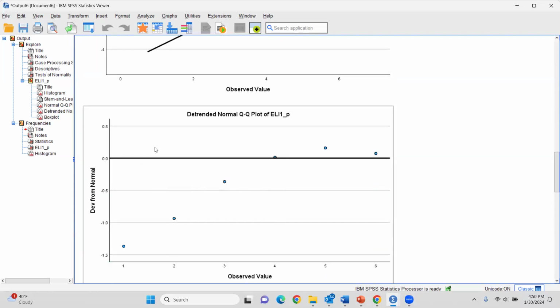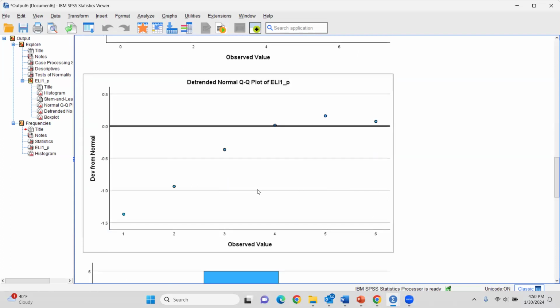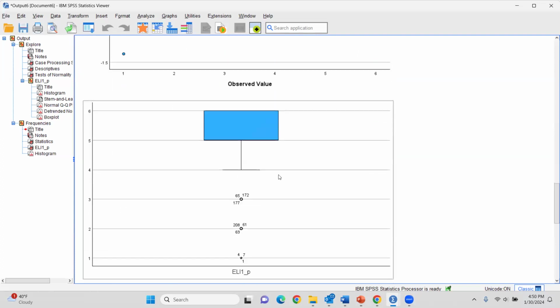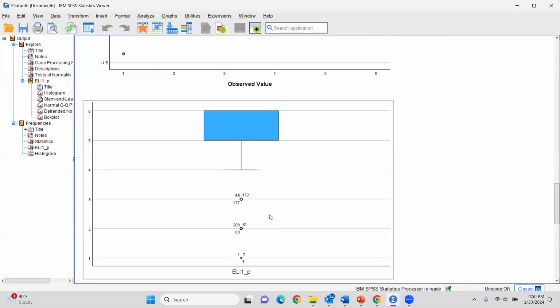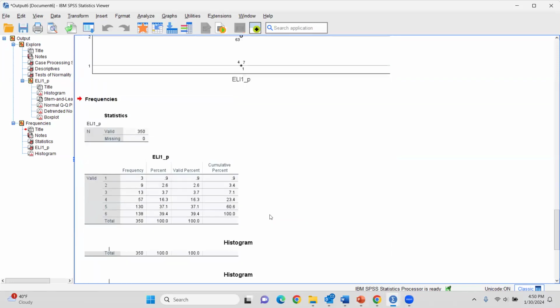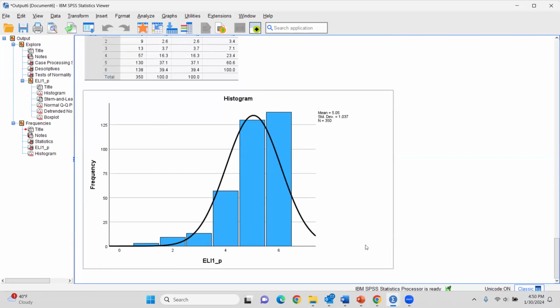You have this detrended QQ plot, which is calculated a different way than the normal QQ plot. So I don't use this one that often. Then you have your box plots, which, as we've talked about, are helpful with the outliers, but not so much with normality. Okay, so here we have the bell curve. So let's talk about the bell curve.